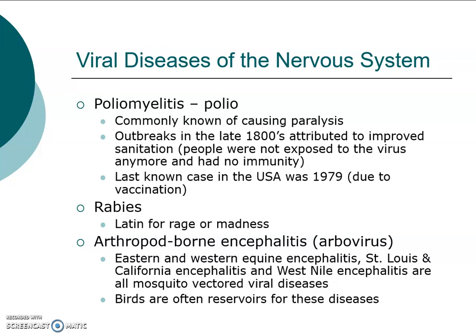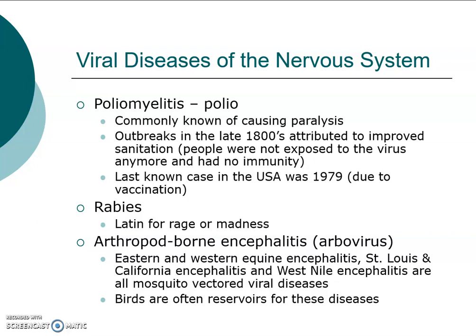The arthropod-borne encephalitis diseases, also known as arboviruses, are a series of diseases that are viruses that are mostly vectored by the mosquito, and they do cause encephalitis. They do cause inflammation and infection of the brain. Some of the diseases are called Eastern and Western equine encephalitis, St. Louis disease, California encephalitis, and West Nile encephalitis, which most of you have probably heard of as West Nile virus.